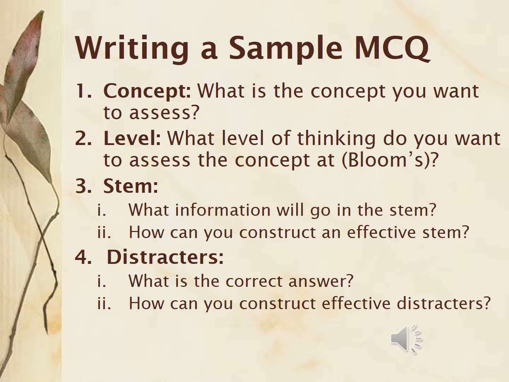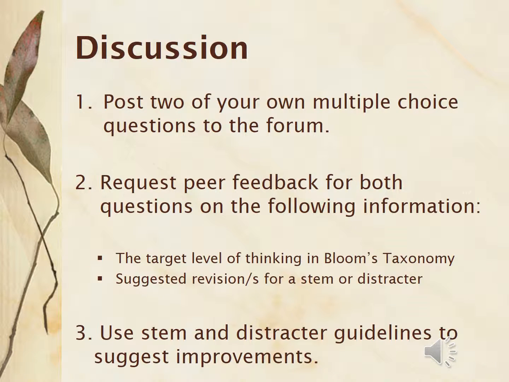So to sum up, the thinking involved in writing a question includes identifying the concept, identifying the level of thinking, and then considering the various ways that you can construct an effective stem and effective distractors.